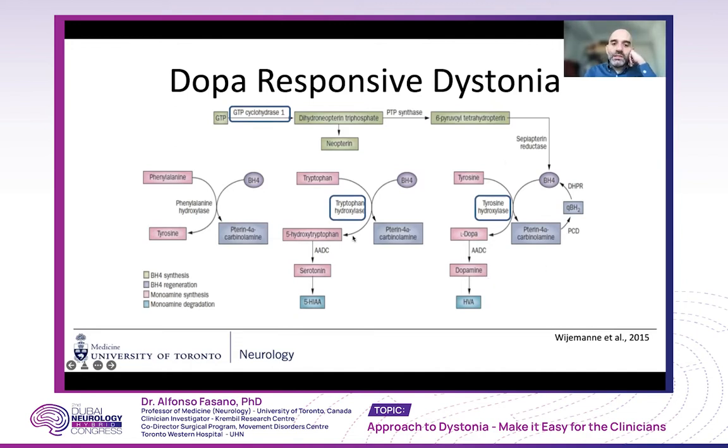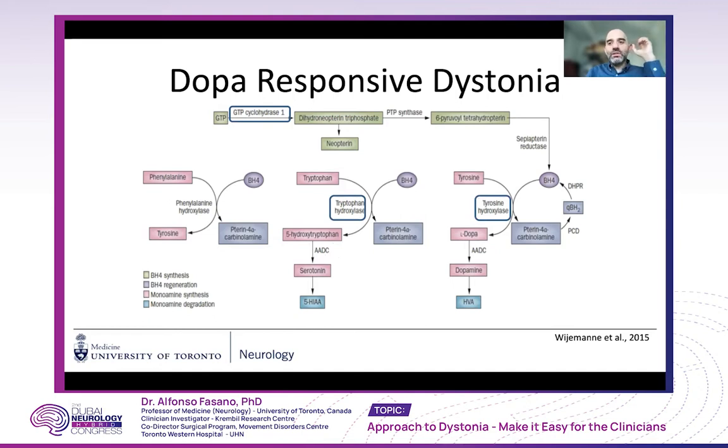Another important one is TH, tyrosine hydroxylase, which is the final step for the conversion of tyrosine into levodopa. And then there are other genes like tryptophan hydroxylase or AADC that can be involved and cause Dopa responsive dystonia. But these are rare forms of dystonia that you don't necessarily need to know.